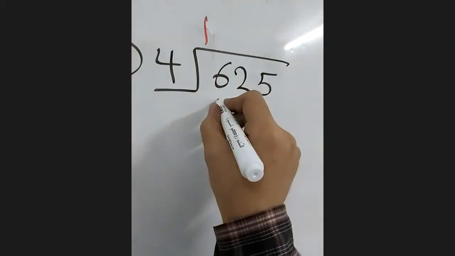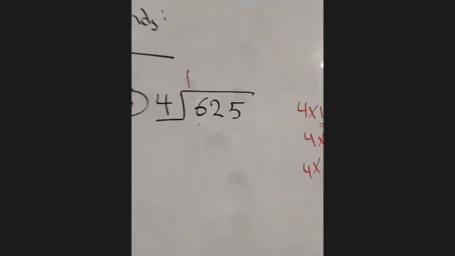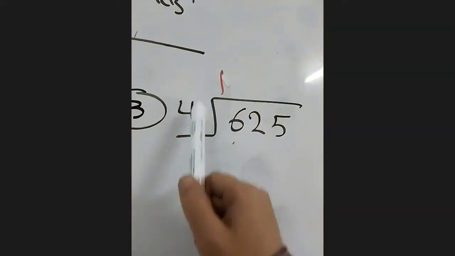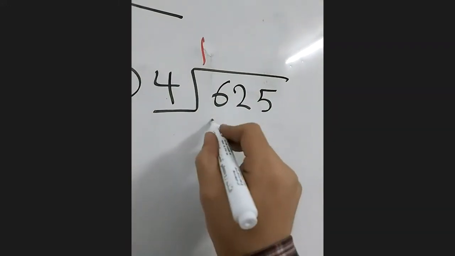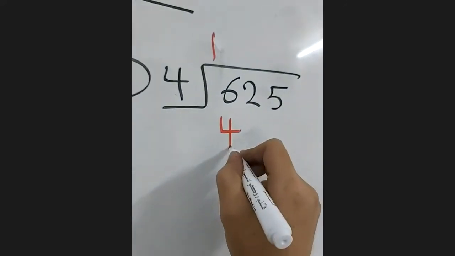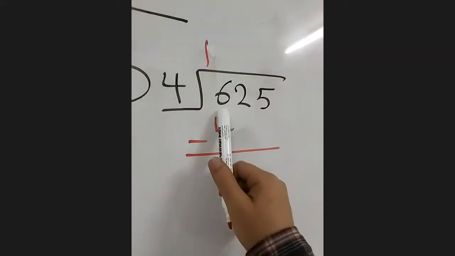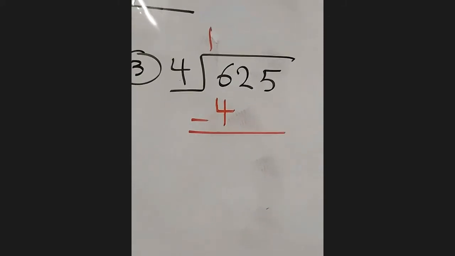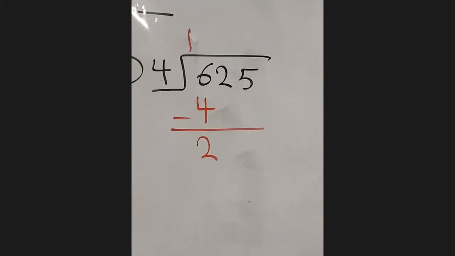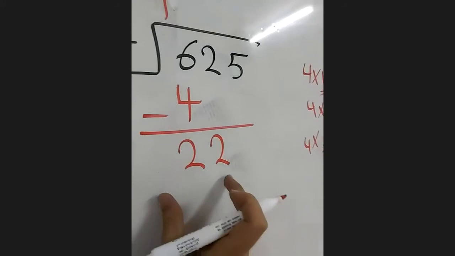1 multiply 4 is 4. Now we subtract. 6 minus 4, how much? 2. Now what will I do? I will put the 2 down.